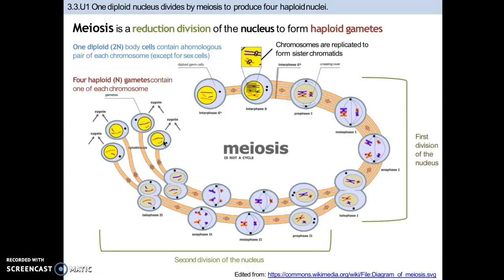Okay, and that's really important because they need to be haploid, so that when one haploid gamete combines with another haploid gamete, you end up with a 2N zygote. And so through meiosis, you reduce the amount of information by half, with one copy of each chromosome.